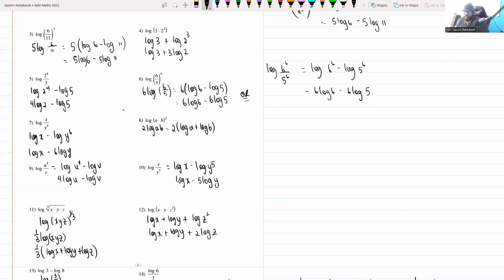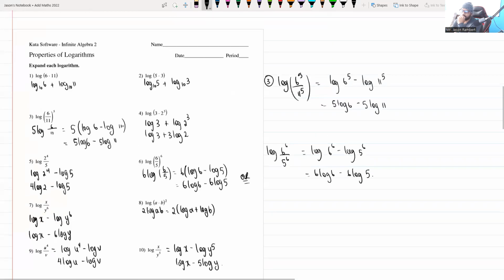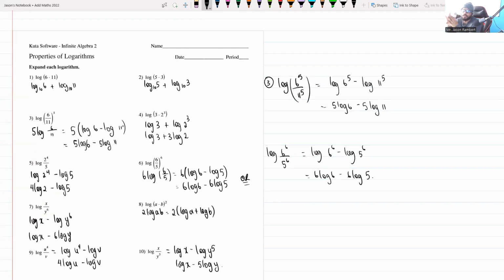All right. So as promised, guys, I will run through these questions now. Number 1, straightforward. Straightforward law 1. Number 2, again, very, very straightforward. Number 3, I can do it a couple ways.